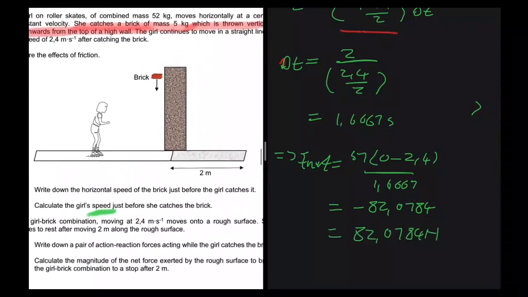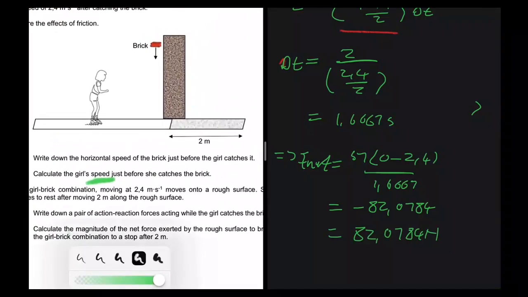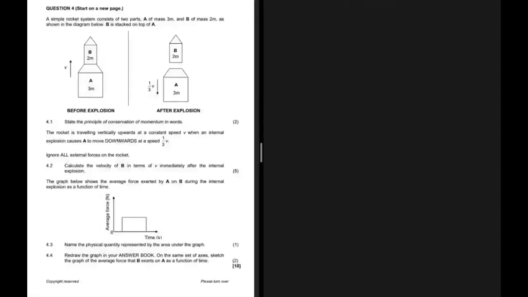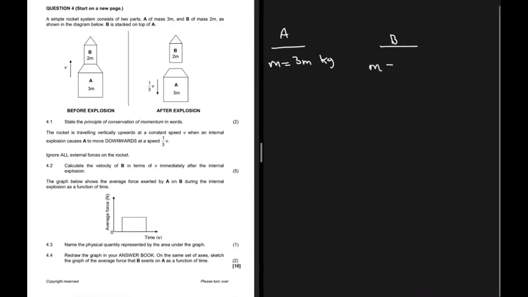And then we don't have to think about the direction because the equation said the magnitude. Let's just leave it like that. Question 4 says a simple rocket system consists of 2 parts. A of mass 3m. So let me jot that down. So we have A, mass 3m kg or some unit, and B of mass 2m. So we have B, which is mass 2m kg or some unit.